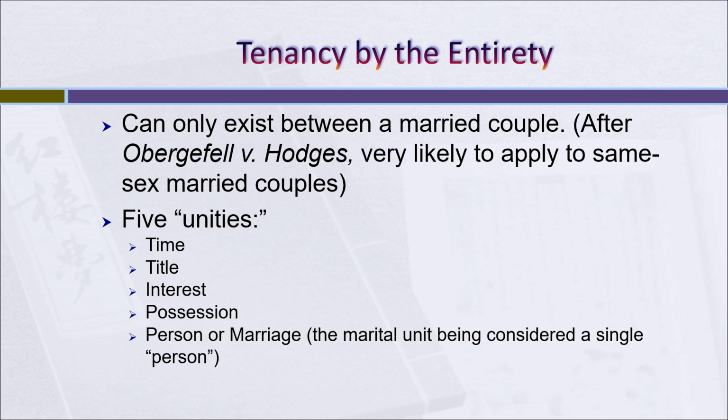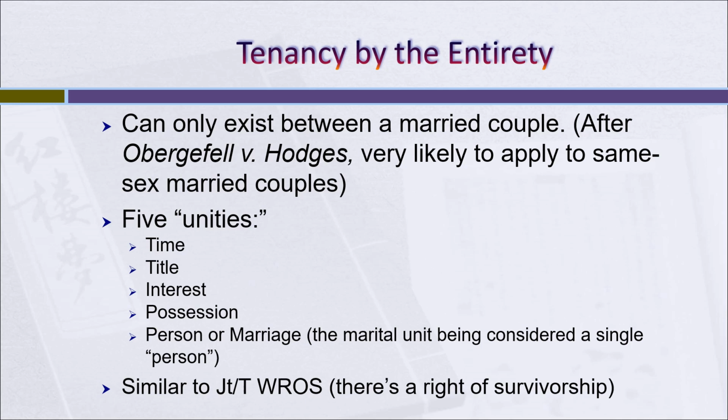There are 5 unities involved in the tenancy by the entirety. This will remind you of the 4 unities for a joint tenancy with right of survivorship: time, title, interest, and possession. But in a tenancy by the entirety, there's a 5th unity, often called unity of person or unity of marriage. And what that means is that there has to be a marital unit, and the marital unit is considered to be like a single person.